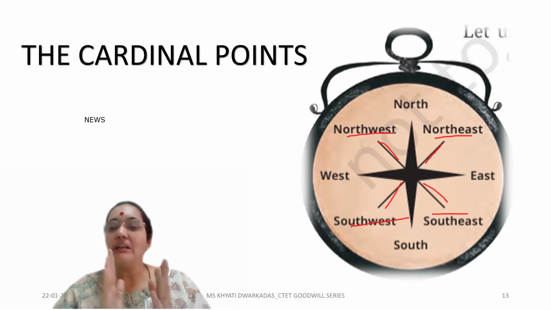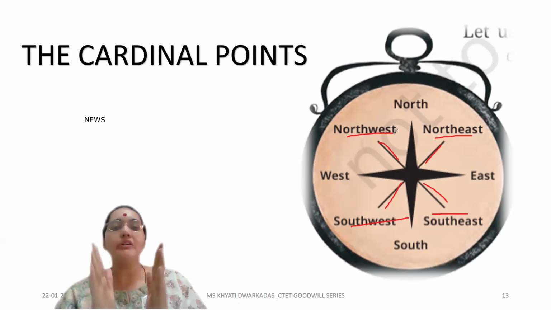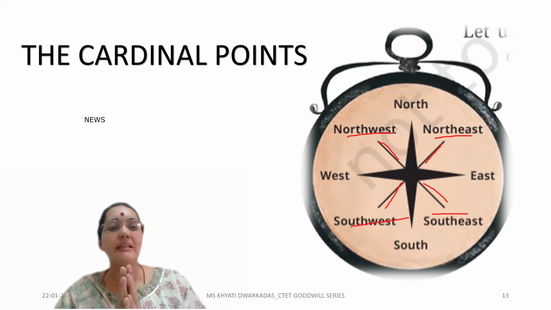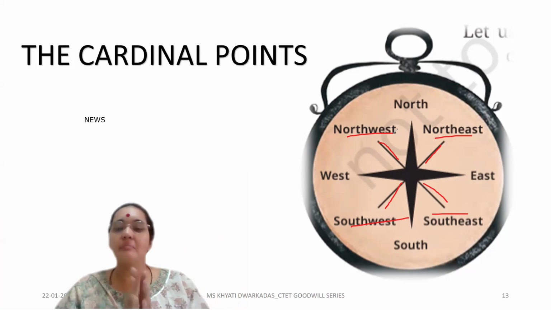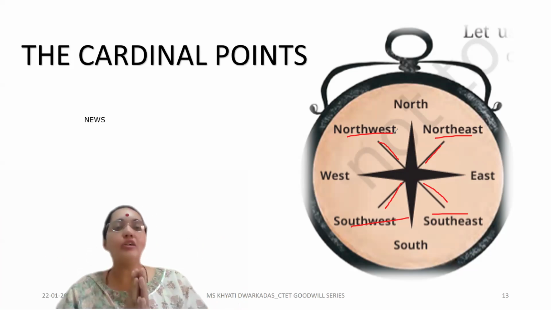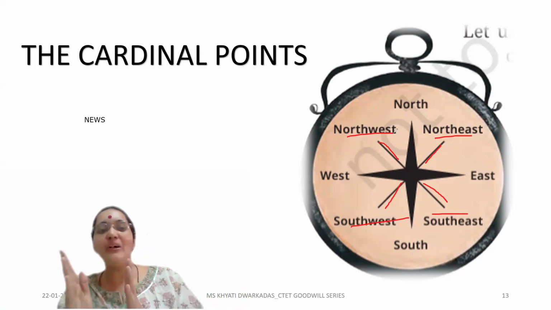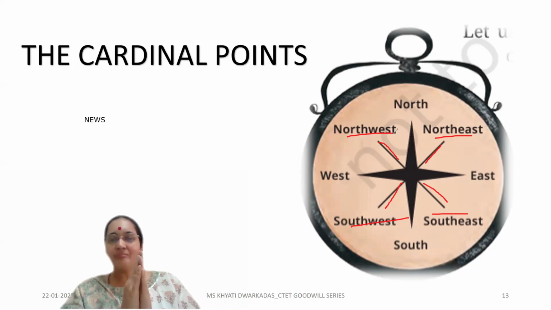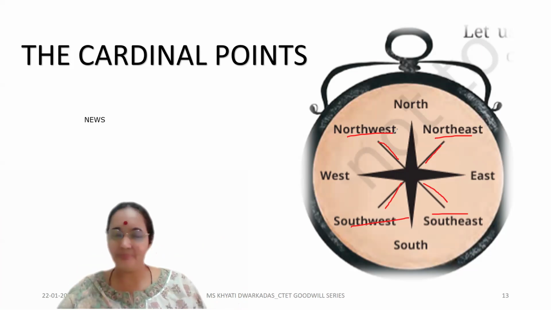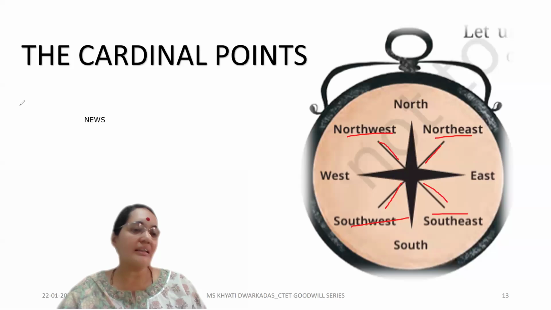Intermediate directions or intermediate points: between north and east, northeast; between south and east, southeast; between south and west, southwest; between west and north, northwest. Easy to remember? Great. So I'll just remove this and then we'll proceed.